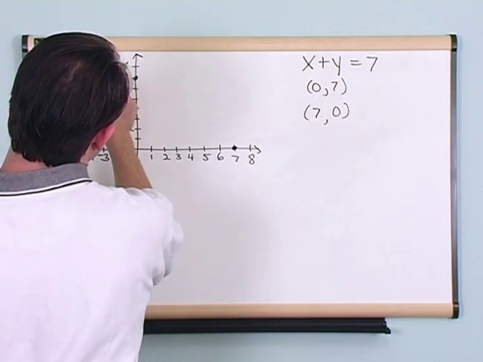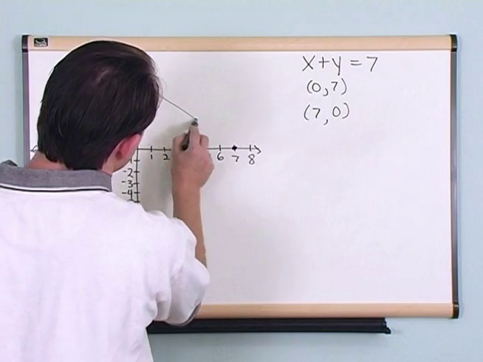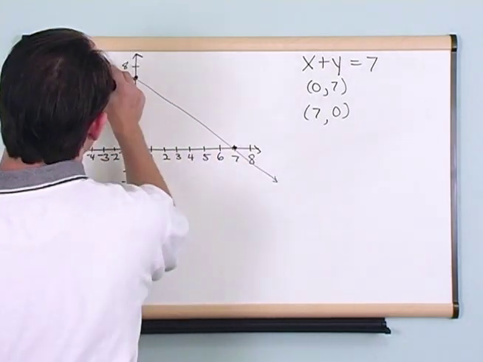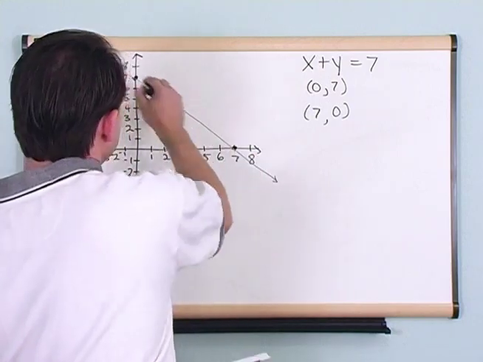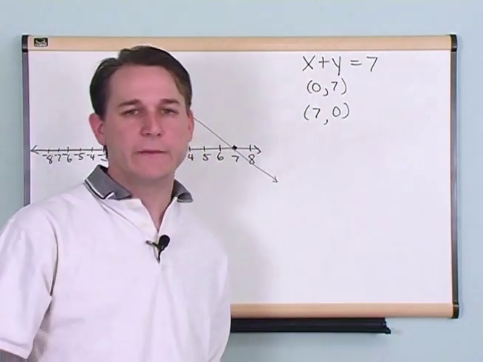Now, this is a line that can go right through here. And again, I could have solved this and made a bunch of points up, and all those points would have fit on that line, but why do that? Okay?